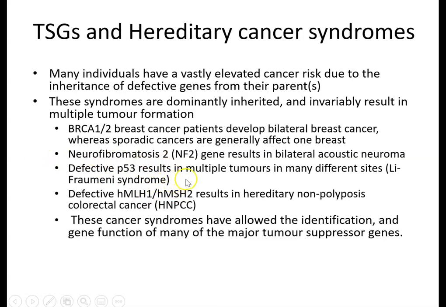Then there's defective p53. If you inherit a defective copy of p53 from one of your parents, you'll end up with multiple tumours at multiple sites, so multiple independent primary cancers. Defective hMLH1 or hMSH2 are DNA repair proteins, so if you inherit mutations in those from a parent, you get hereditary non-polyposis colorectal cancer, HNPCC. So these are all hereditary cancer syndromes, and by studying these patients and finding out which gene is defective, we have been able to identify some of the major tumour suppressor genes.